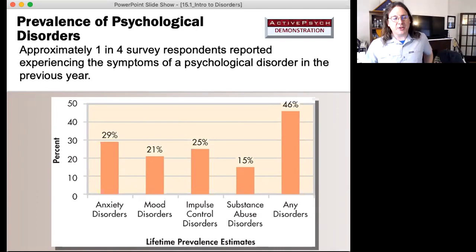So mood disorders, 21% said they had mood disorders like depression or bipolar disorder. Impulse control disorders, right? Inability to control their impulses, control their actions, 25%, like OCD or something. 15% substance abuse disorders. That number is way low, very, very low, because a lot of people, as I mentioned, are in denial, right? Or they're underreporting.